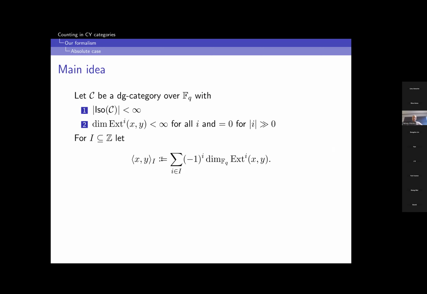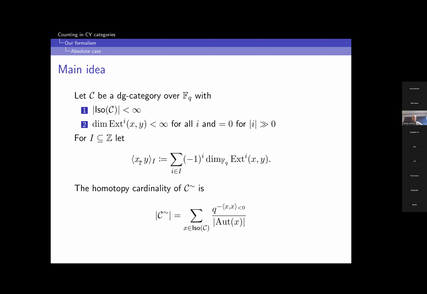Then we can define these alternating sums of dimensions. So the Euler pairing would be taking the alternating sum over all integers. I also want to consider now doing this for some subset of the integers, in particular the negative integers. And then you have the following formula for the homotopy cardinality.